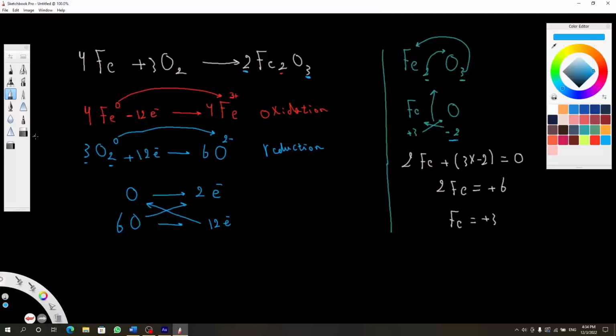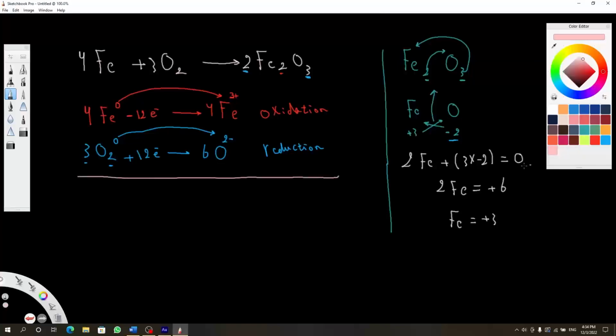Okay, you can make sure that your calculations are correct by checking that the number of lost electrons equals the number of gained electrons. Now let's write the full ionic equation, just the sum of these two equations. Here we have -12 and +12, they will cancel each other.